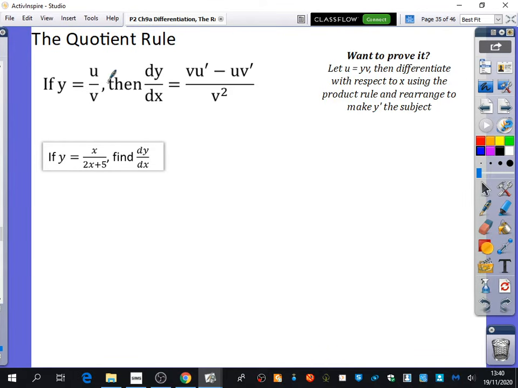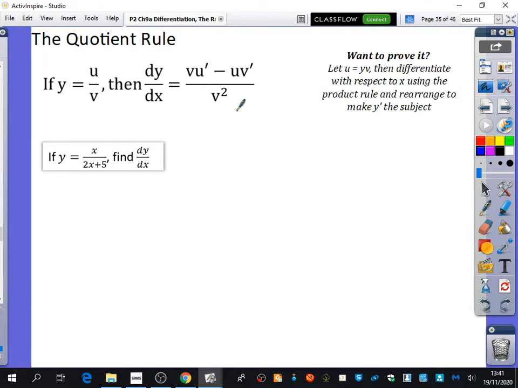So u and v are both functions of x. Then the thing that you need to know, this is not in a formula book, is that to differentiate y, you do the denominator multiplied by the numerator differentiated, subtract the numerator multiplied by the denominator differentiated, and you divide that all by the denominator squared. So it's vu dash minus uv dash over v squared.